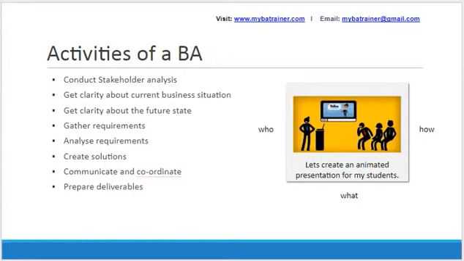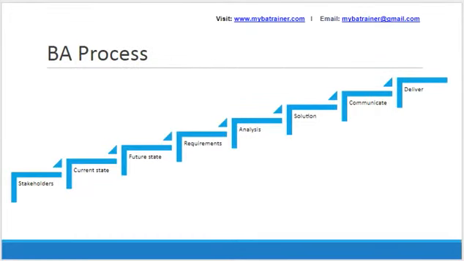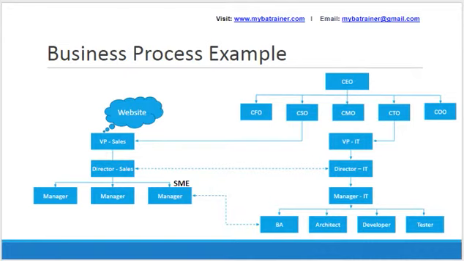When I talk about the deliverables, the business analyst will deliver the business requirement document based on his requirement understanding. He will also deliver a functional requirement document based on the analysis of the requirement. I have prepared this slide to help you understand the business analysis process. First you need to understand the stakeholder, then go for understanding the current landscape, future landscape, requirement gathering, analysis, solution, communicate and deliver.